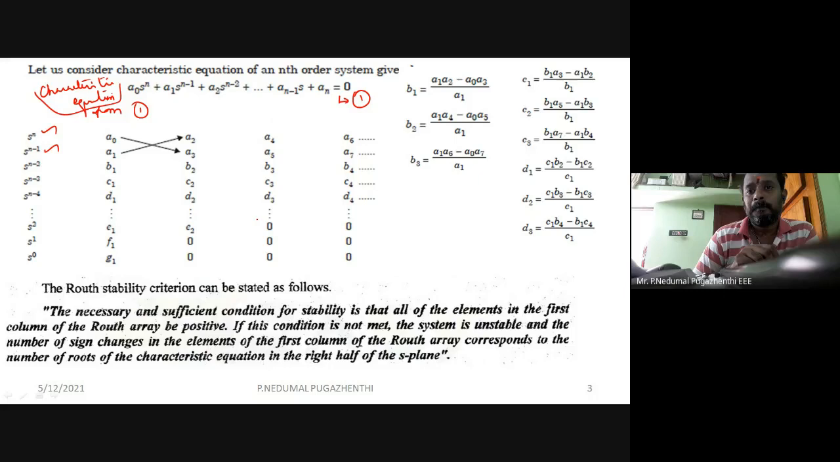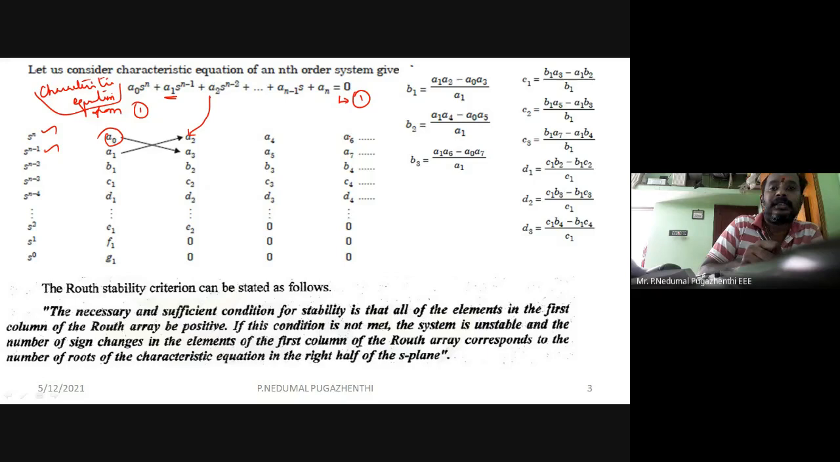Yes, Madhumita, correct. A naught. So I start from that. I put the first element of the first row as A naught. Then I leave A1. I will take A2, the coefficient of s power n minus 2, then I will leave the next, A3, then I will take A4, leave A5, then I will take A6.